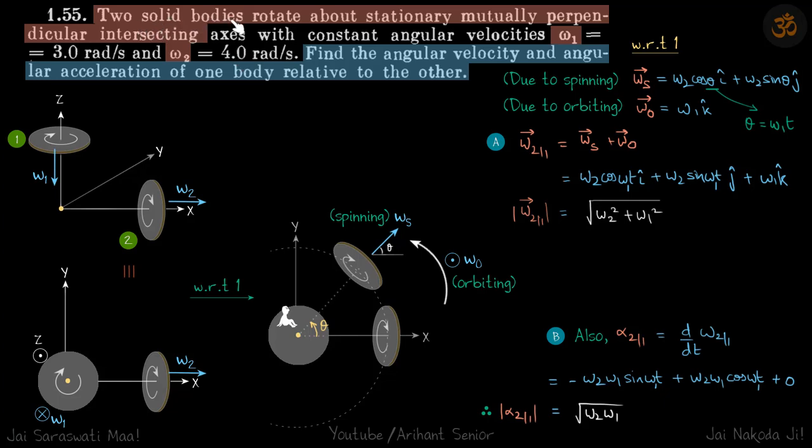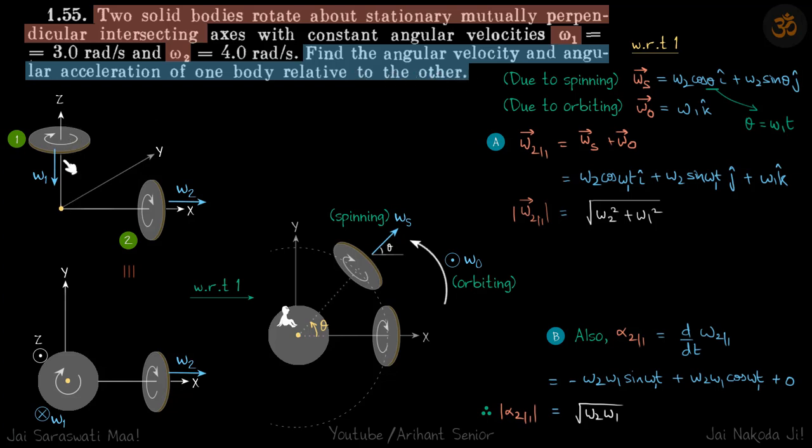We have two solid bodies rotating about stationary, mutually perpendicular, intersecting axes. So let's say bodies 1 and 2 are rotating along the z-axis and x-axis. Their angular velocities are constant, omega 1 and omega 2. We need to find the angular velocity and angular acceleration of one body relative to the other.